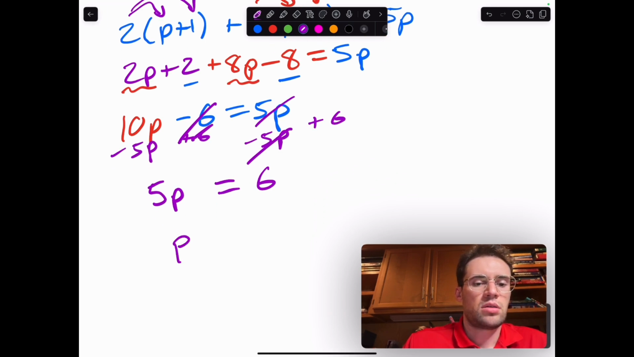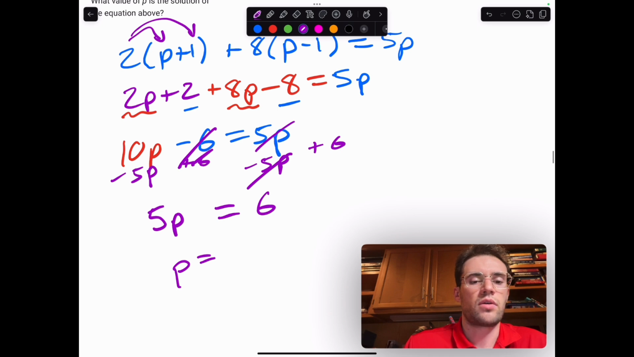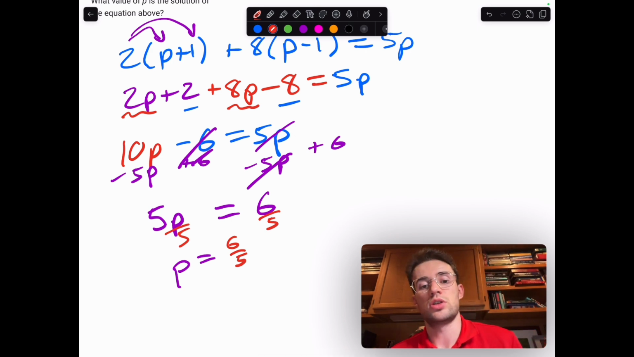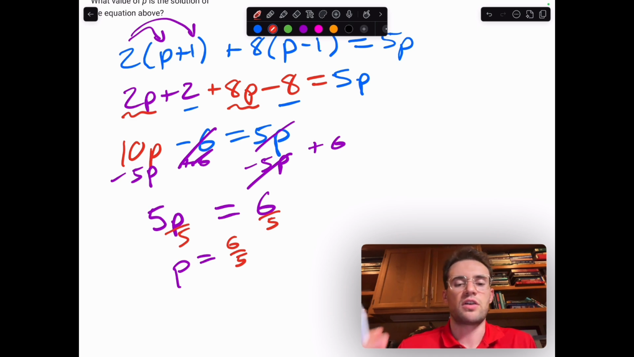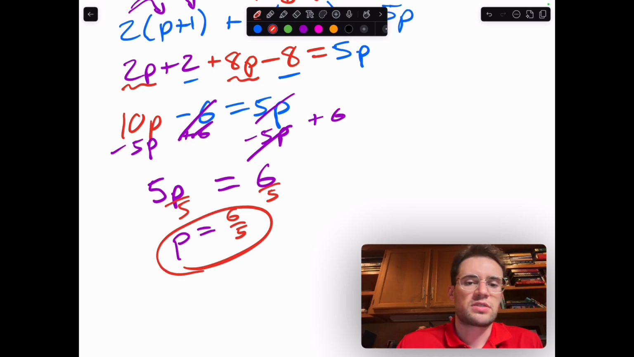So p would be equal to 6 over 5. I'm just dividing both sides by 5 to get rid of the times 5. P equals 6 fifths, right? Which, like I said, 5p would be equal to 6, because you have to subtract 6 from the 10 p's to make them equal to 5 p's. So if 5p equals 6, then it makes sense that p would be 6 divided by 5. All right, so p equals 6 fifths.